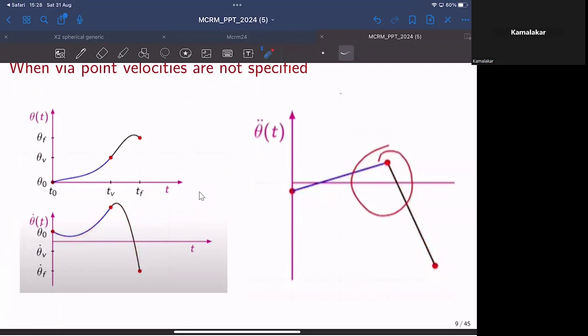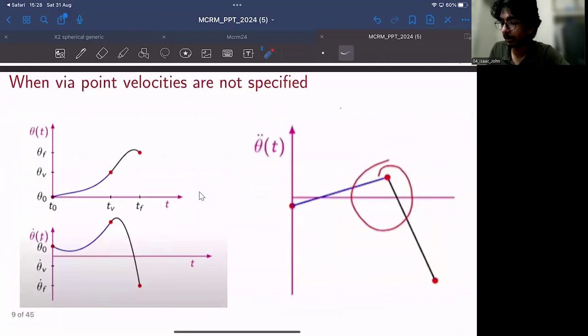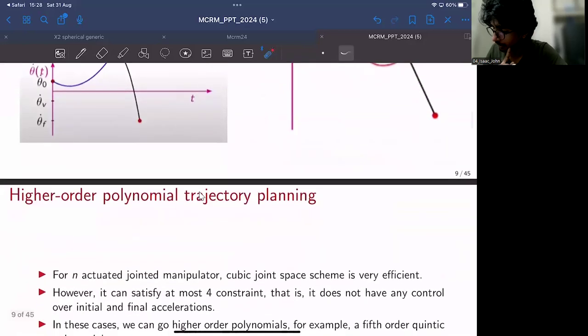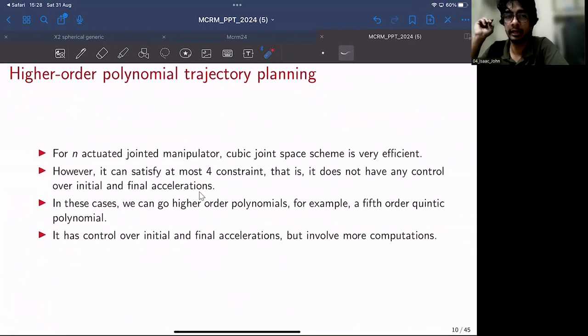As you can see, there is no sudden jump or no discontinuities in the acceleration profile. It goes linearly like this, and from here it goes through the final acceleration with a linear profile. And there is no sudden jump in this acceleration. So this is much better in that regard compared to when you specify the via point velocities. Then, so far we have only seen trajectory planning using a third order polynomial. So the same scheme we can also use with higher order polynomials.